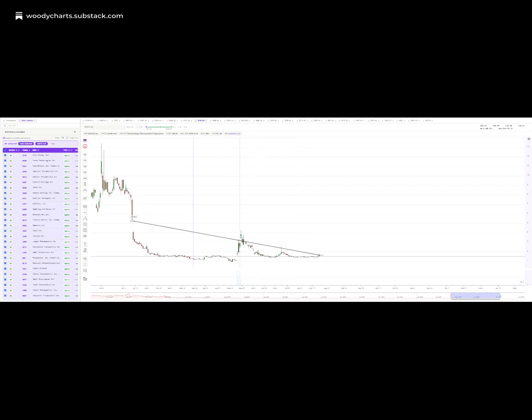I don't like the fact that it ran here and then retreated and it's made a lower high. But I've seen that before, and the gaps still get closed. I've seen that on a deal.